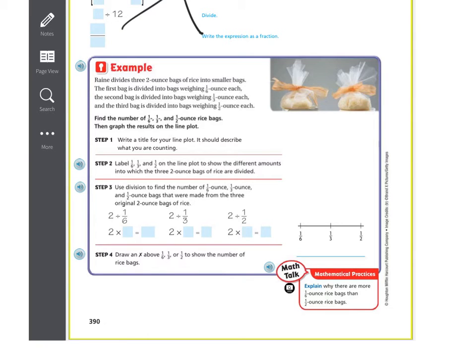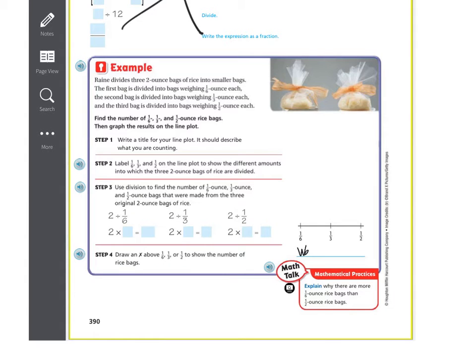So first, we're going to write a title for our line plot. Our line plot's right over here, and we want to think, well, what are we trying to find out? It should describe what we're counting. What are we counting? We're counting the weight, how much the rice bag weighs. So that would be our title.